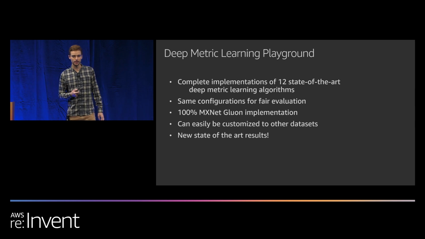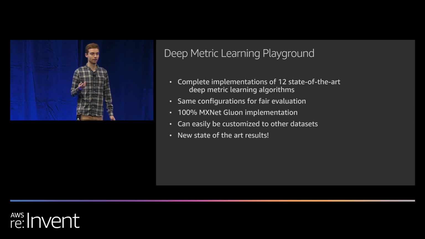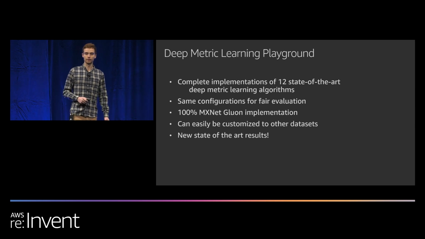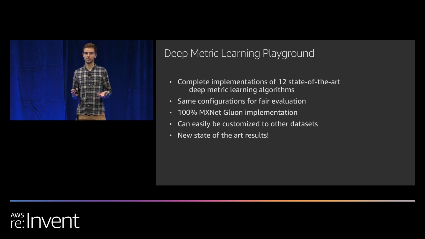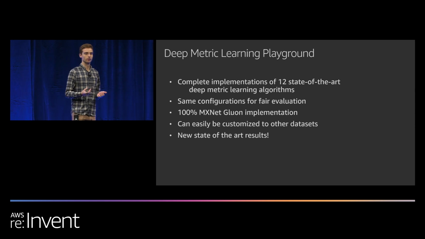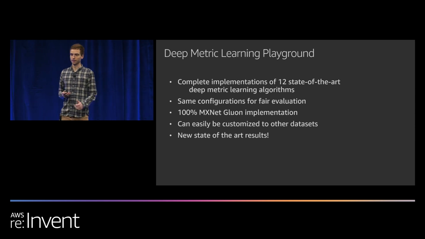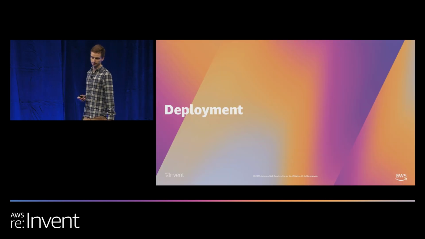And in the coming weeks, we're going to be announcing deep metric learning playground, which is going to have 12 state-of-the-art deep metric learning algorithms, all implemented with MXNet Gluon, which means you can bring your own data really easily and create these embedding spaces for your own data. And there are new state-of-the-art results included.